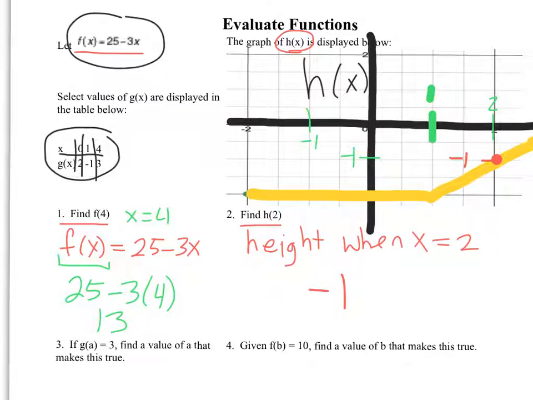Depending on what you interpreted these tick marks to be, depending on what you interpreted the x-axis to be, I saw a lot of answers that were negative 2 or positive 1, and those were incorrect, but not really your fault. This is not a good graph.